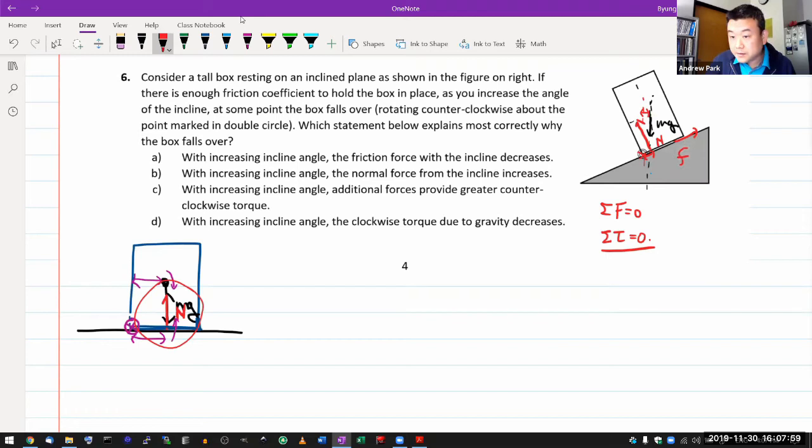When you calculate the magnitude of static friction, that's going to be exactly the equal amount that counters the magnitude of the x component of gravity, or that's going to be mg sine theta. So as you increase the angle, the friction force doesn't decrease, it increases. And as the incline angle increases, the normal force from the incline does decrease, the same way you had before when you didn't have to worry about static equilibrium.